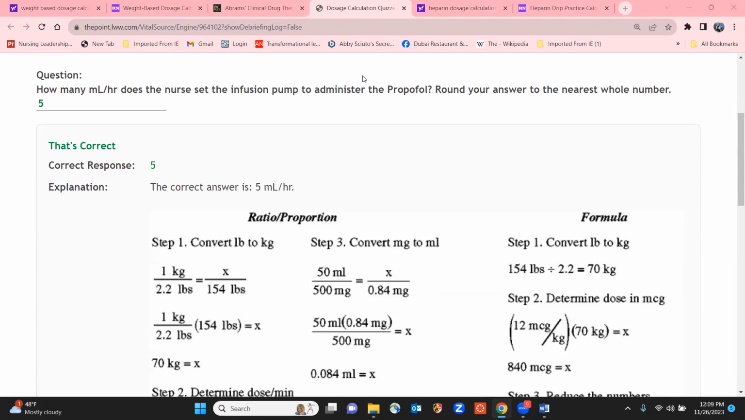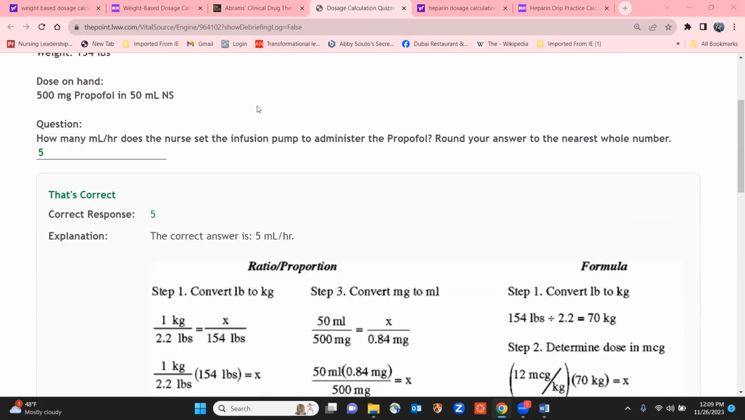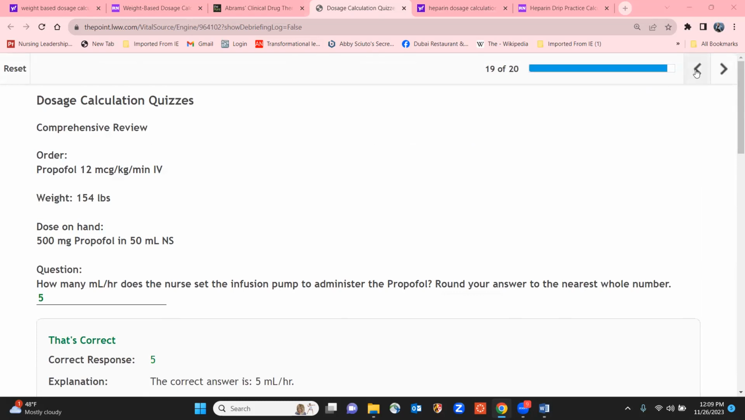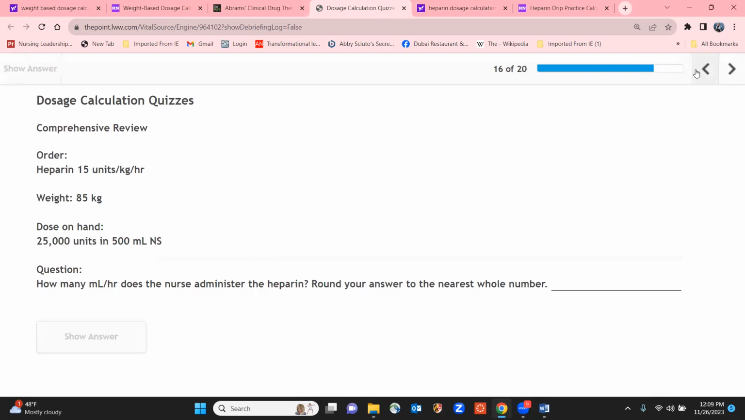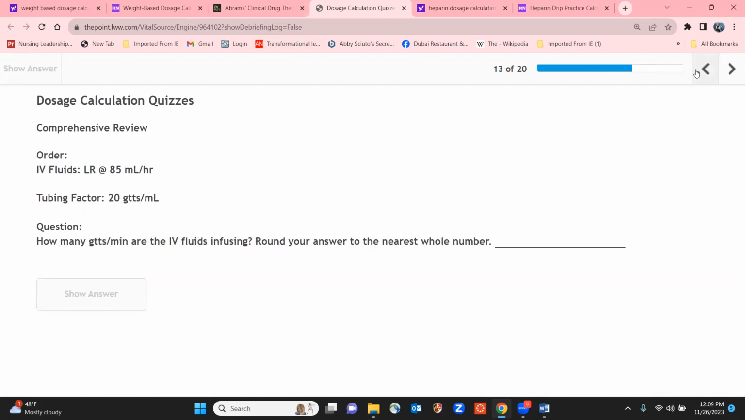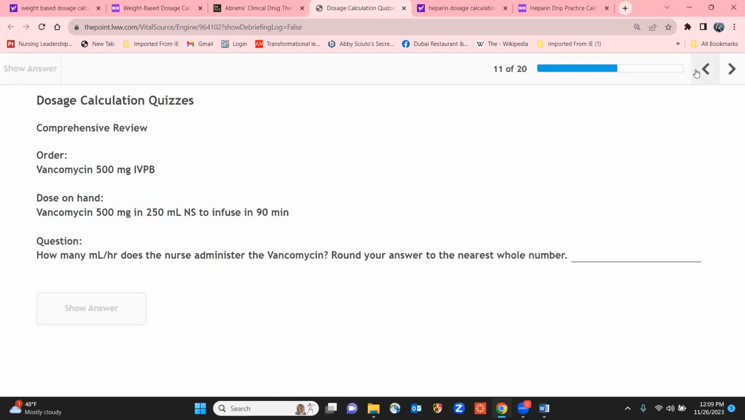Miss Sue, can you do a reconstitution one before we go? Okay, so let's see. I didn't find a reconstitution one. Let's see if they have one on here. Let's just do this one real quick and then I'll find a reconstitution one.